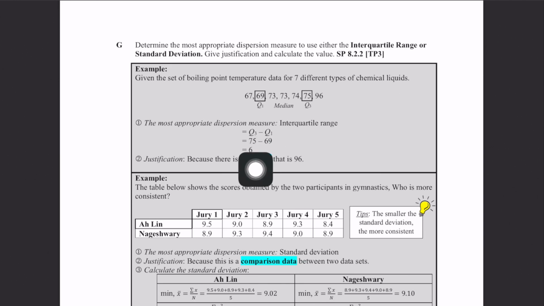which equals 6. Why do we use the interquartile range? Because there is an outlier, that is 96. Obviously, 96 is suddenly far away. The other numbers are almost the same, suddenly there is 96. This is an outlier or extreme value.